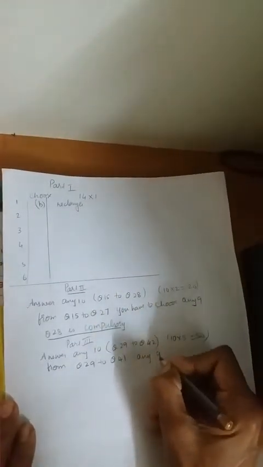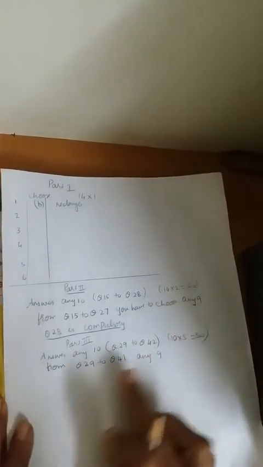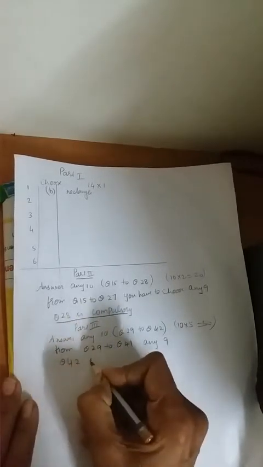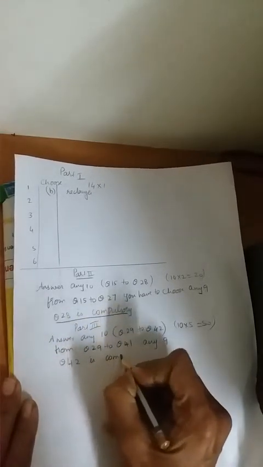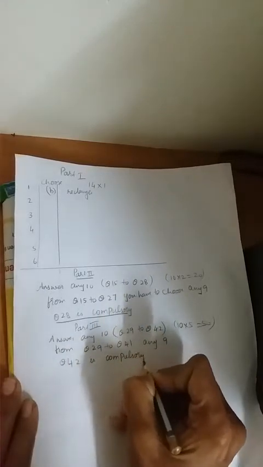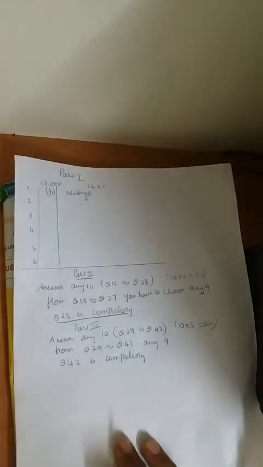Now see properly, from question number 29 to question number 41, any 9. You have to write any 9. From question number 29 to question number 41, you have to write any 9. And then after that, question number 42 is compulsory. Okay, question number 42 is compulsory.